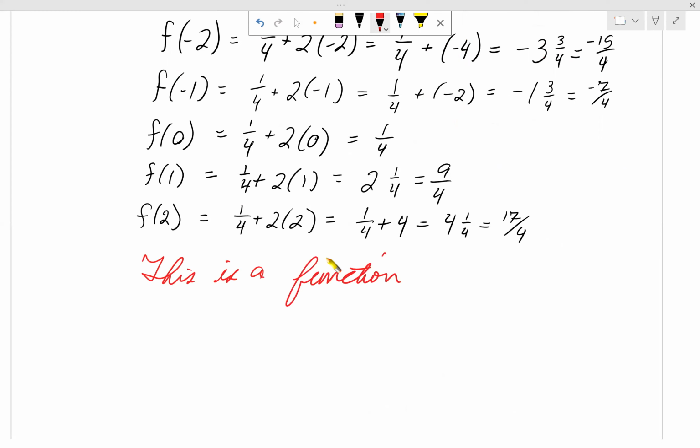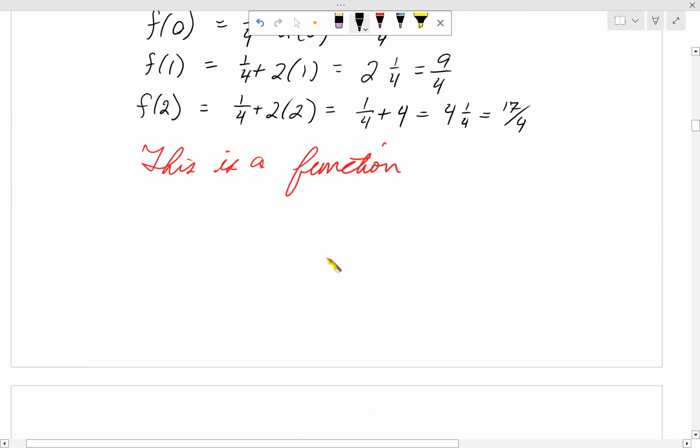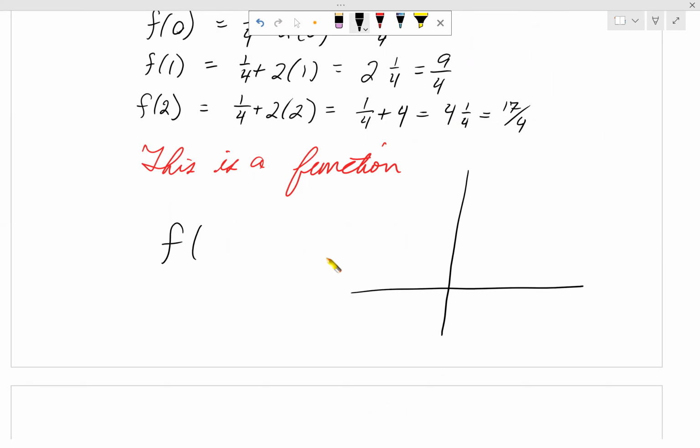We could also look at the graph of this. The graph looks something like this. So it was f of x equals 1/4 plus 2x. This is my y-intercept. This is my slope. So it intersects the y-axis at 1/4. And our slope tells us it's going to look something like this. This is a very rough drawing, and it's kind of squiggly, but it works.